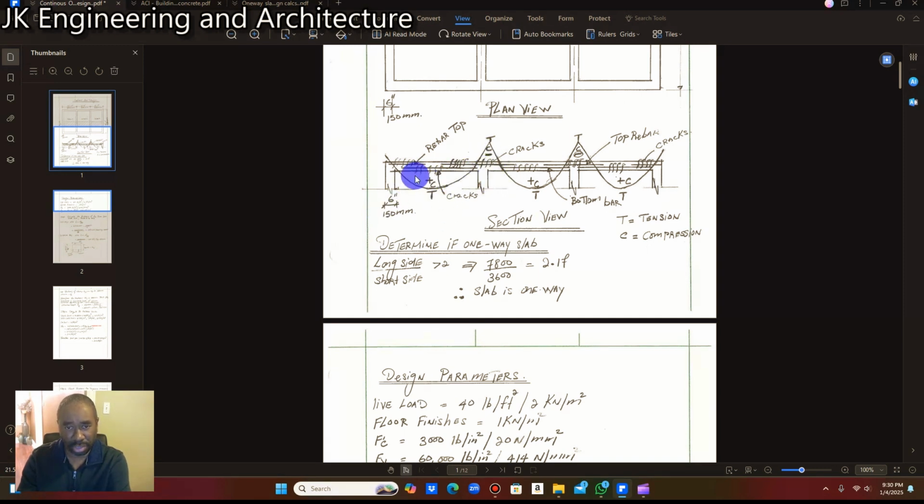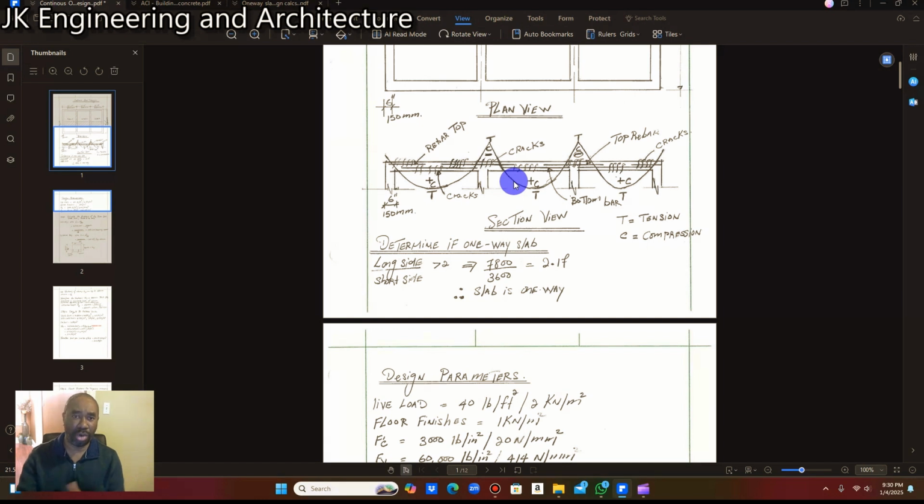All right, so that is why we have the bottom bar here, this top bar here, and at the corners too we're going to have to design reinforcement to withstand against the cracking. So the reason why we have cracking at the top is that when the concrete slab is exposed to high temperatures, it is going to expand. All right, and when it starts to cool down, it is going to contract.